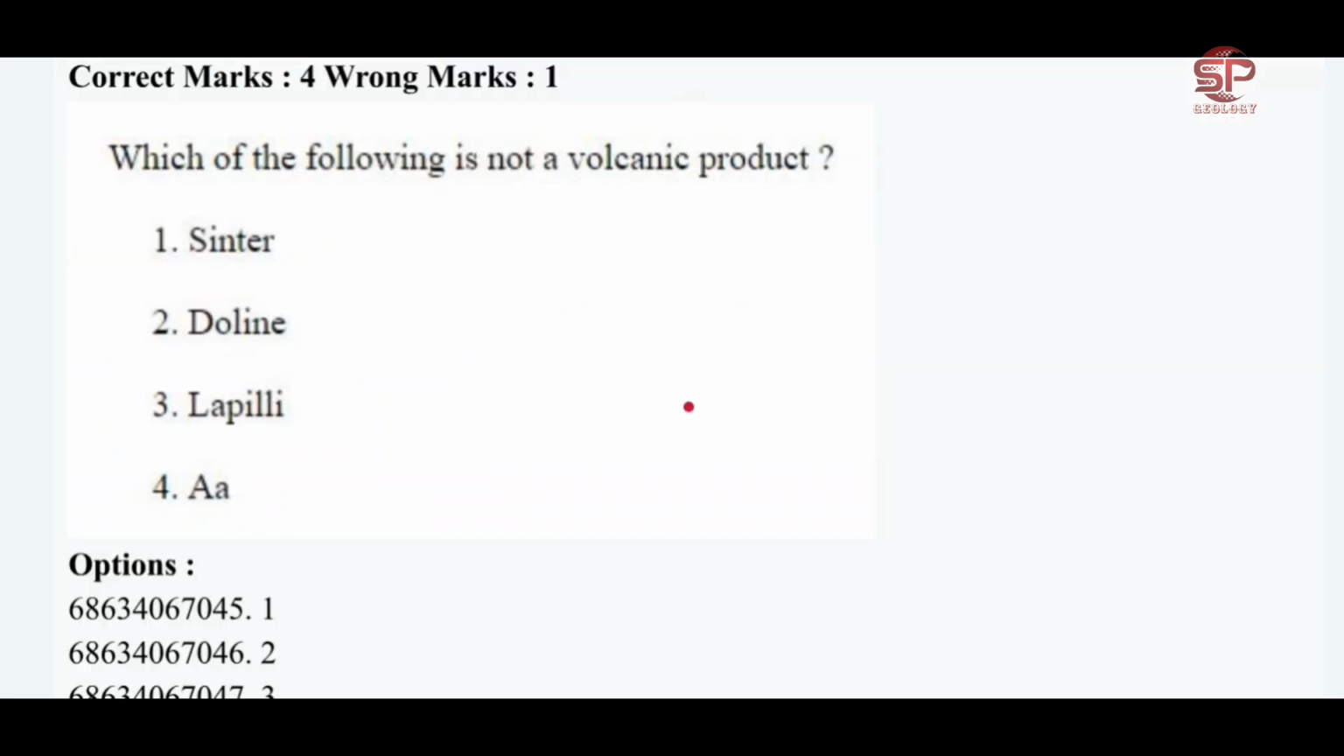Which one of the following is not a volcanic product? The sinter is siliceous sinter that occurs in a hot spring region. When a hot spring emerges to the surface, in that region you will find siliceous deposition, what we call sinter. Then doline is an erosional feature of underground water, so it is not a volcanic product. Then lapilli is a volcanic product. A'a or blocky lava is also a volcanic product. The answer will be 2.